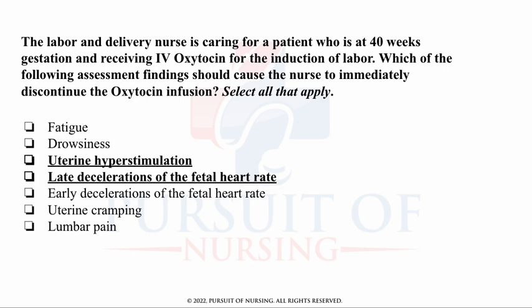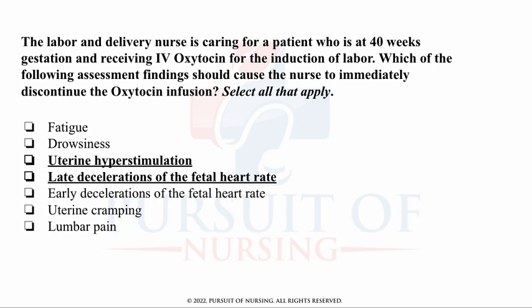All right, so the correct answers are uterine hyperstimulation and late decelerations of the fetal heart rate. So oxytocin stimulates uterine contractions, and it's a pharmacological method to induce labor. So late decelerations, which is a non-reassuring fetal heart rate pattern, is a very ominous sign indicating fetal distress. So an oxytocin infusion must be stopped when any signs of uterine hyperstimulation, late decelerations, or any other adverse effects occur.